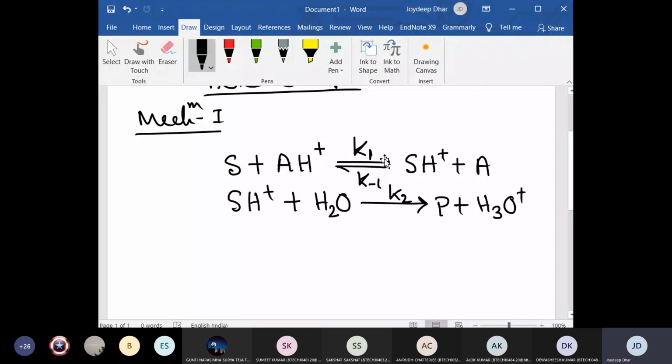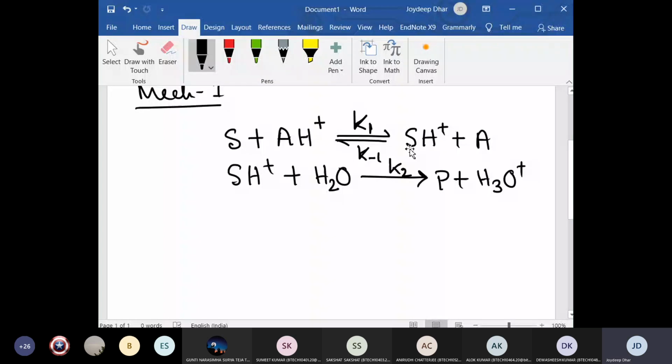Constant means always small k. So from the PDF, if you see, you make it small or capital, but it will always be constant. Now the intermediate is SH+, whatever has formed, that which has reacted with acid and you got SH+.